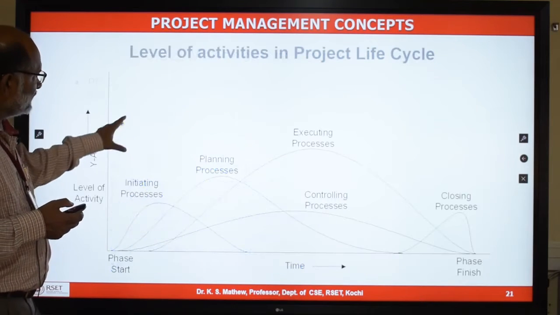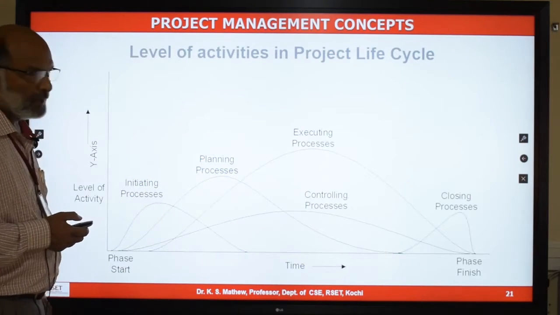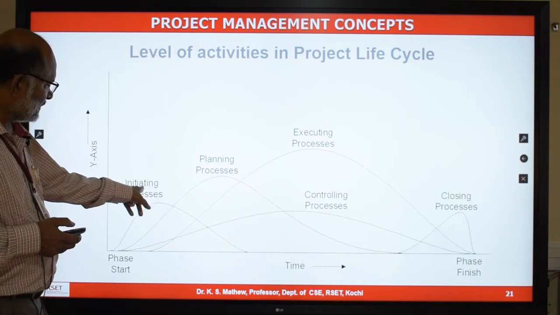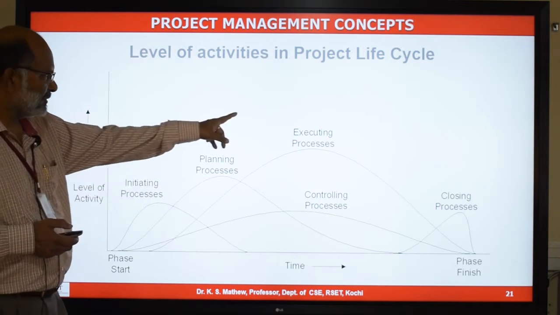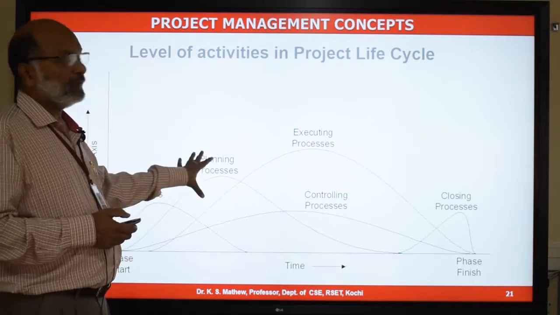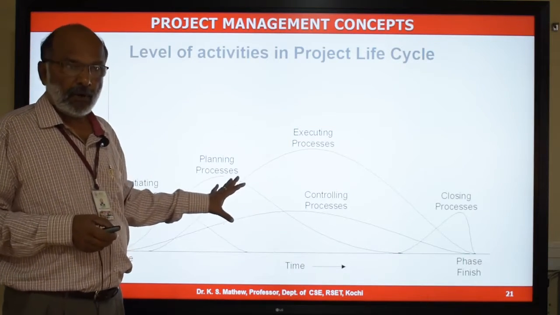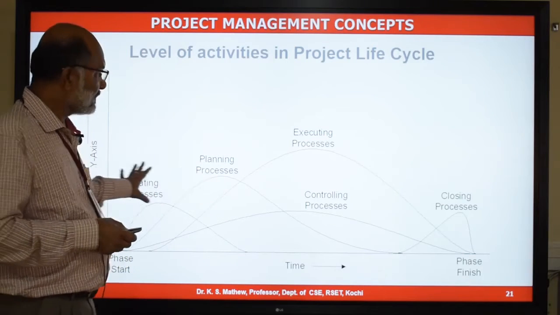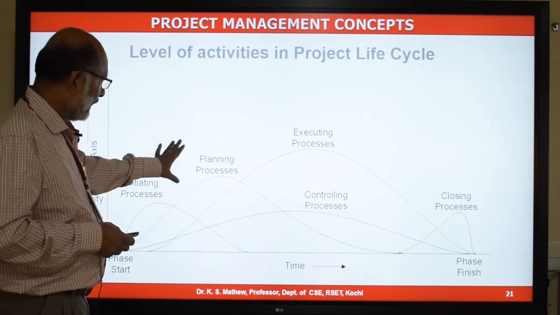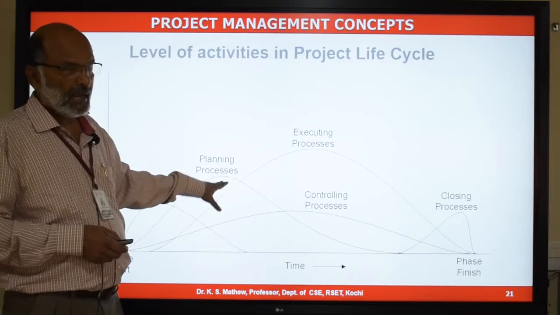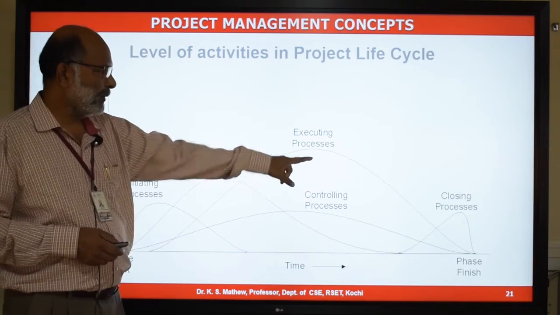Under each of these project management process groups, initiating, planning, executing and so on, there are a lot of individual processes. Totally there are 49 processes as per PMI's PMBOK in the 6th edition. So you will be executing various processes under planning, executing, monitoring and controlling, and closing.